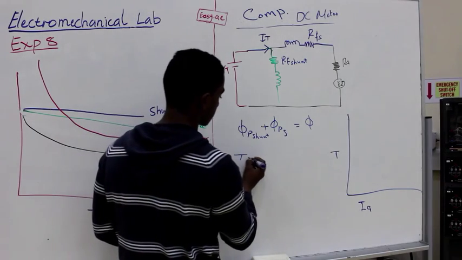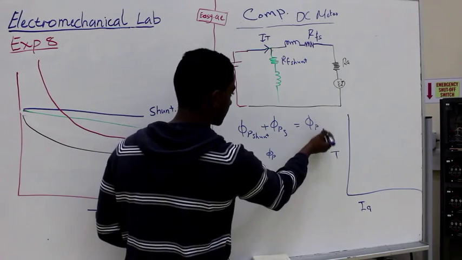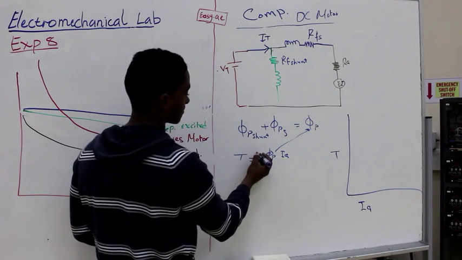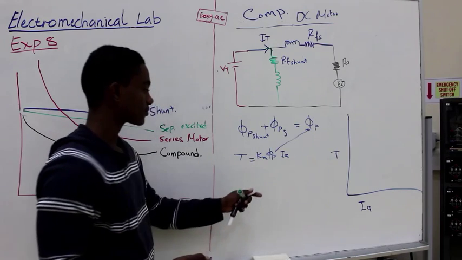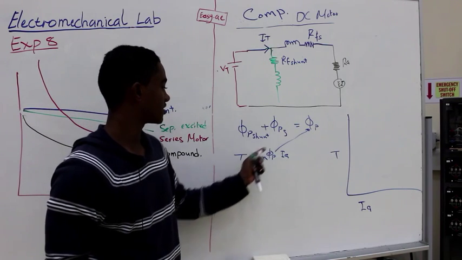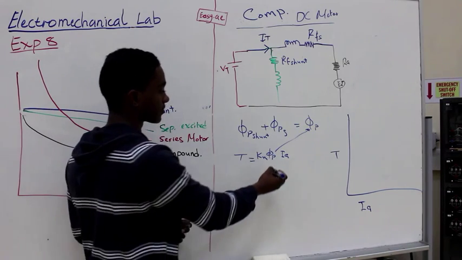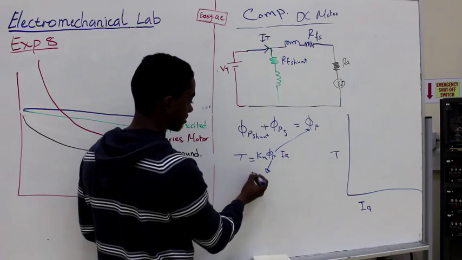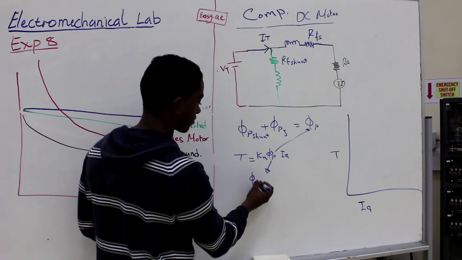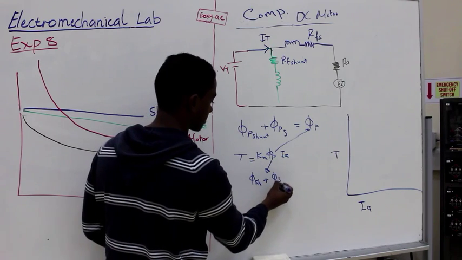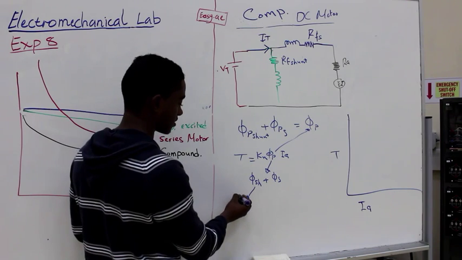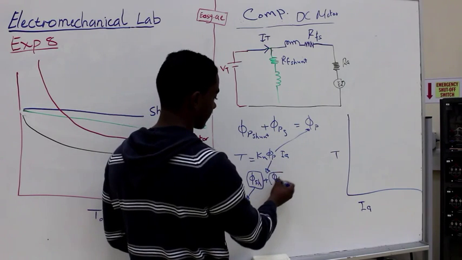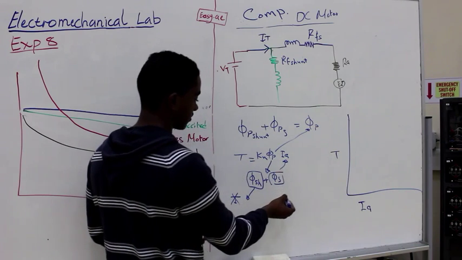So as we said, T is equal to phi P total, which is this here, multiplied by IA, multiplied by a constant KM. So when T changes and IA changes, phi P changes, but it doesn't change the same as in the series motor, because here it's two parts. It's the part from the shunt plus the part from the series, and the part from the shunt is totally independent of torque, so it's not going to be affected. This is going to remain constant, but the part from the series is affected by the torque because it's affected by IA, so it's going to change.